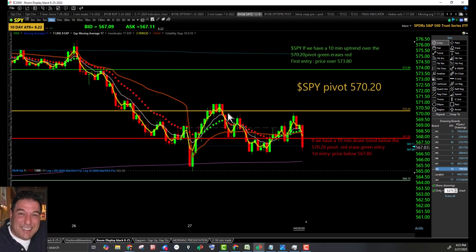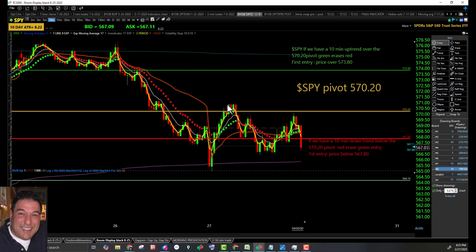So failure to make a higher high, I'm going to keep a bearish bias until I see higher highs. So it's a failure to make a higher high. So I'm going to keep a bearish bias. Does that make sense? Failure to make the higher high. I'm going to keep a bearish bias. Okay. That's why I kept my bearish bias.